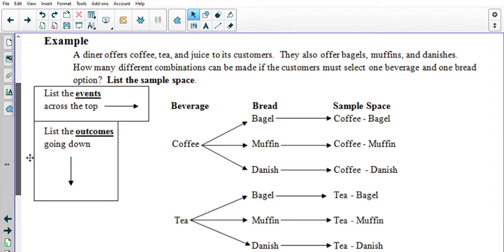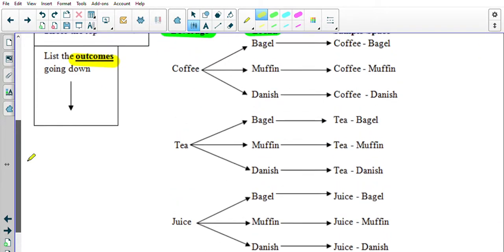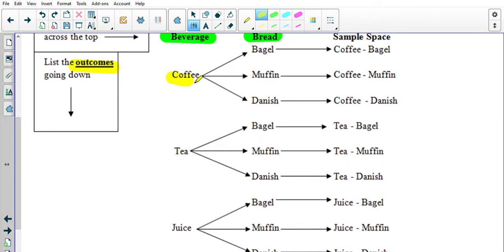So the first thing I always do is I list my events across the top. In this case, our events are the beverage that we have to choose, as well as the bread that we have to choose. And again, those are the events. Those are the things we have to choose from. Then we list the outcomes going down. So for the beverage, we have three possible outcomes. We can choose either coffee, tea, or juice. So we list those going down and we leave a little bit of space between them because we're going to have branches, just like a tree, coming off of each of those.